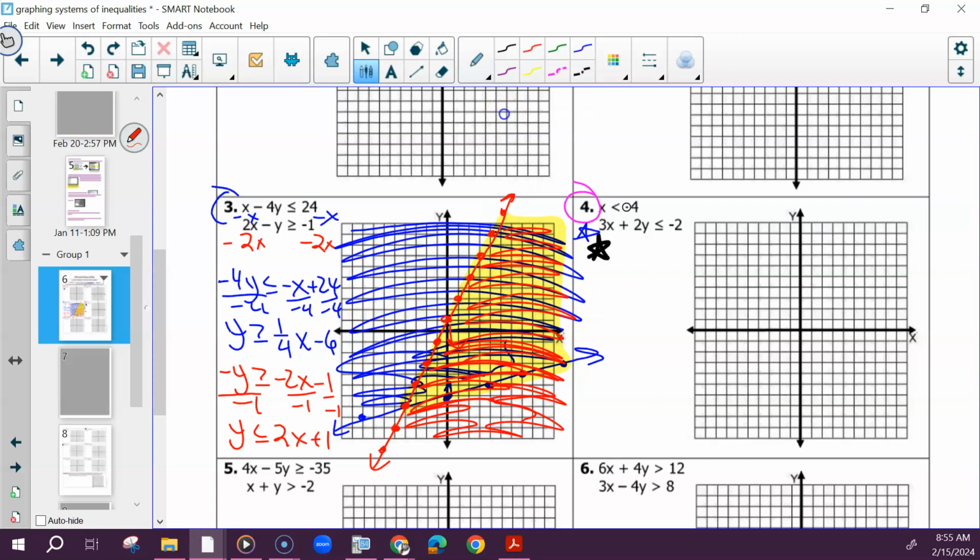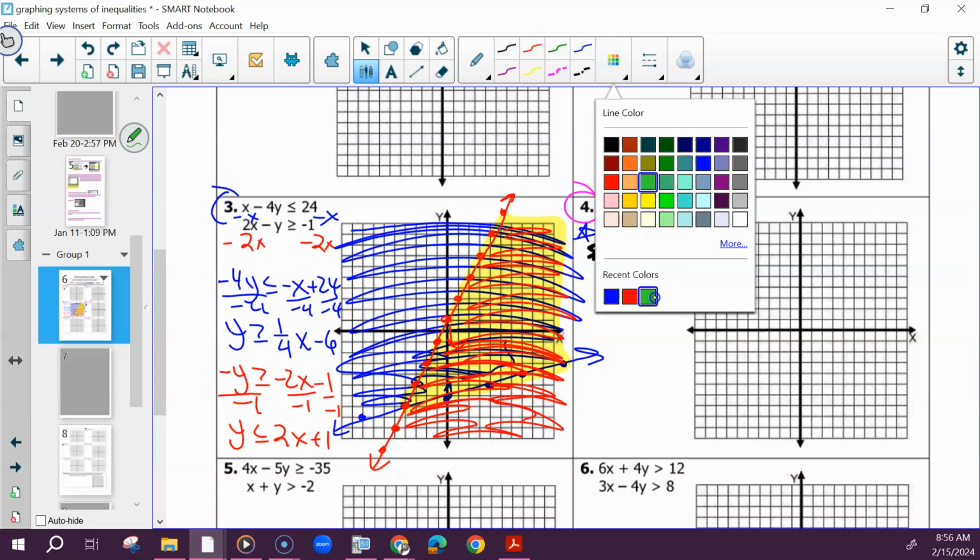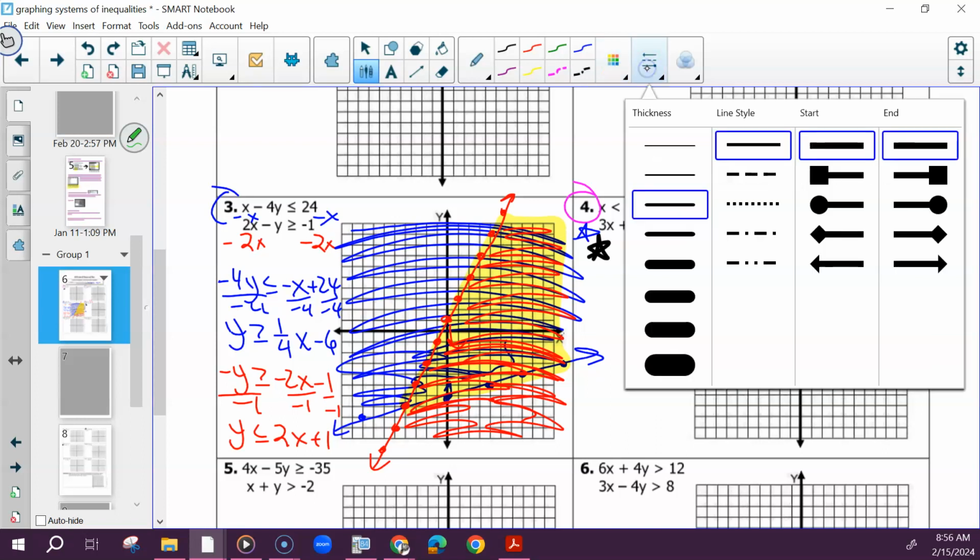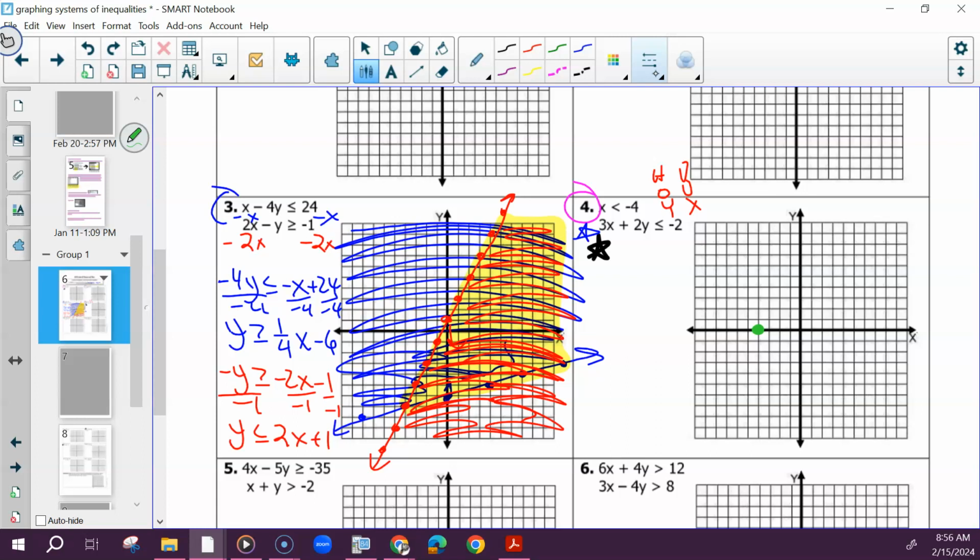For number 4, this inequality is your x equals, so it's going to be a vertical line. On your x-axis, go ahead and put a point at -4, and would that line be dashed or solid? Draw a vertical dashed line. And if we're shading, would the numbers to the left be less than or would the numbers to the right be less than? The left. So shade to the left.